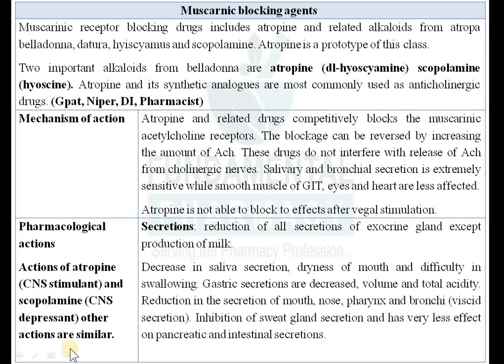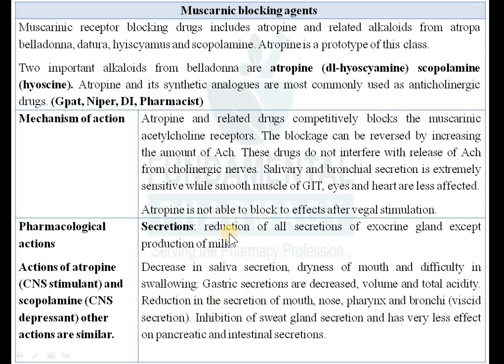And because scopolamine is a CNS depressant, it is used as an anti-emetic or in motion sickness. Scopolamine will depress the CNS and that's why it is used in motion sickness or as an antiemetic. Atropine is a CNS stimulant. Okay, so both these drugs will reduce all the secretions.